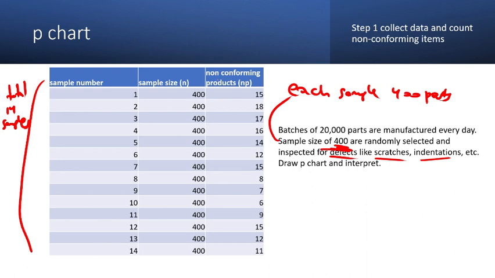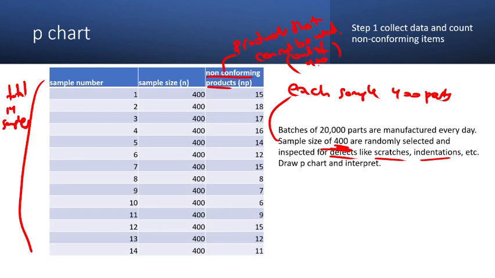You can see we have 400, and 15 of them are non-conforming. You can see these products cannot be used. Okay. We have sample 2, 18, sample 3, 17, and this way we have the count. So this is out of 400.